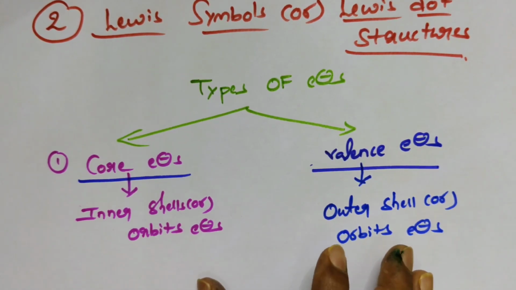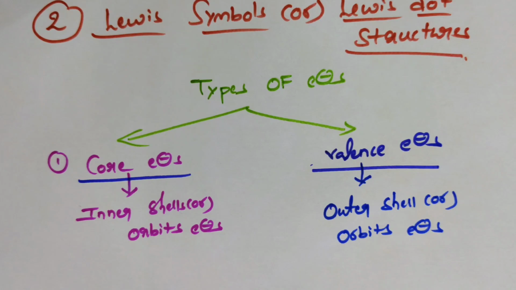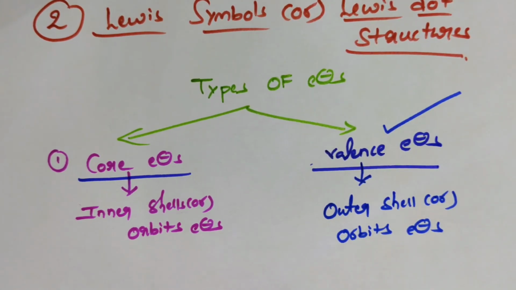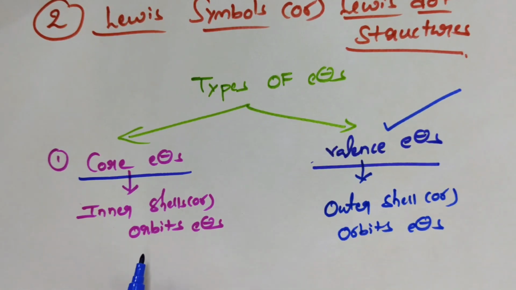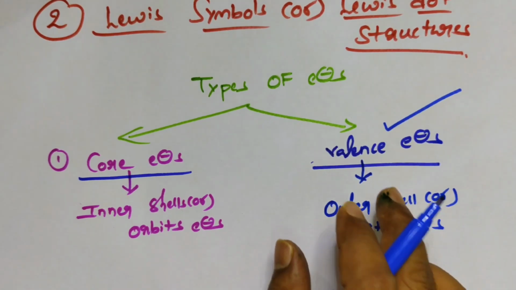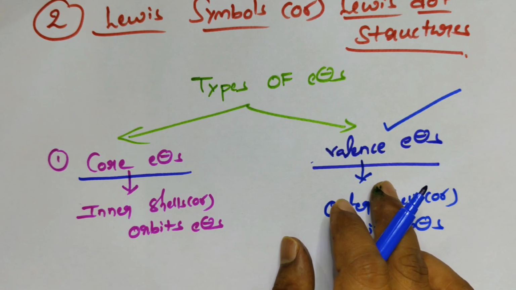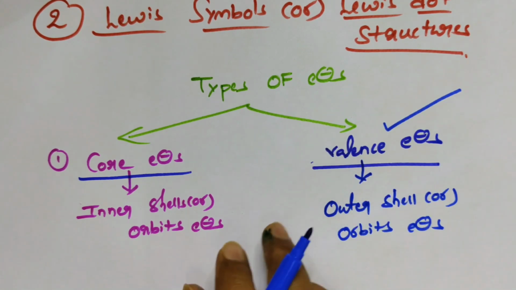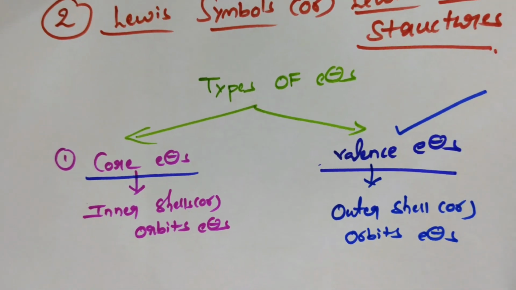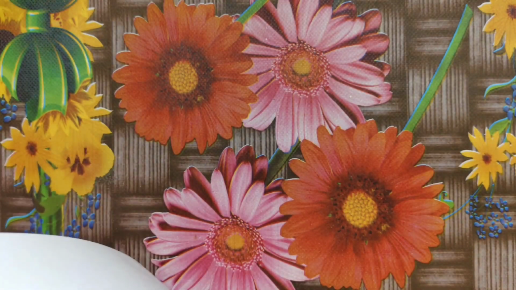So these are very important concepts before drawing the Lewis dot structure: core electrons and valence electrons. Of these two, which electrons are used to draw the Lewis dot symbols or structures? Valence electrons only, because valence electrons only are involved in chemical bonding. Valence electrons are far away from the nucleus. That's why they are involved in chemical reactions. These electrons only are used in the representation of Lewis dot structures. So first I will take one example of how to draw the Lewis dot structure.